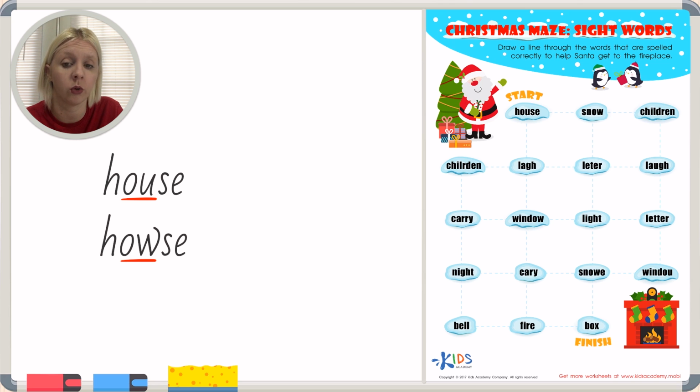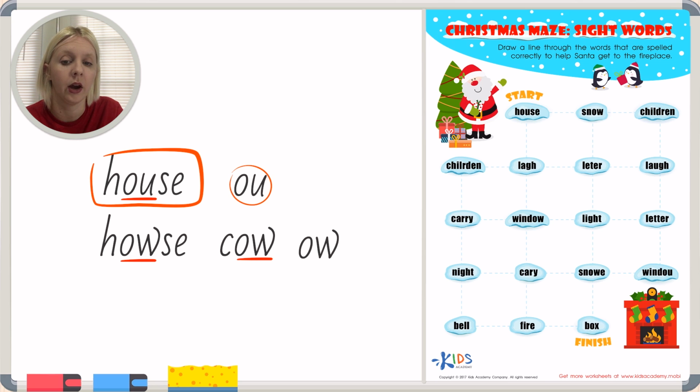If the OW sound is at the beginning or middle of the word, we always use OU. If it's a word where the OW sound is at the end of the word, like for the word cow, it's going to be OW at the end of a word. So here in house, is the ow sound at the beginning, middle, or end of the word? House. It's at the middle of the word, right? So we are going to use OU. So this is the correct way of spelling house, and that's actually our first word right here is house. So we're going to start right here on house.